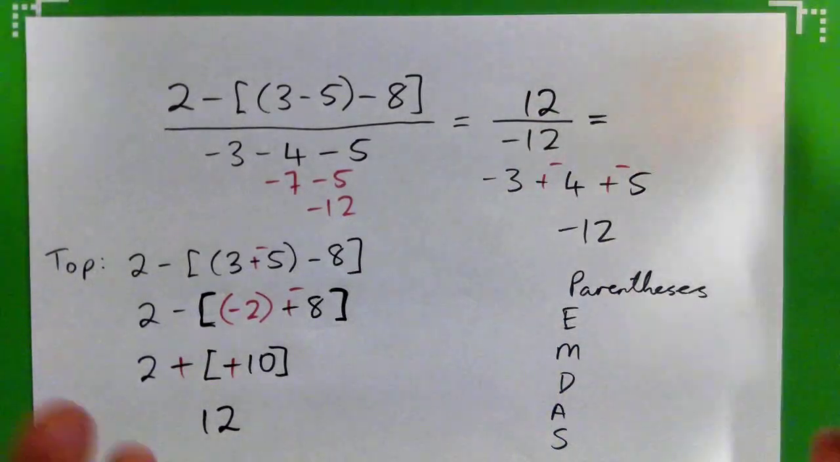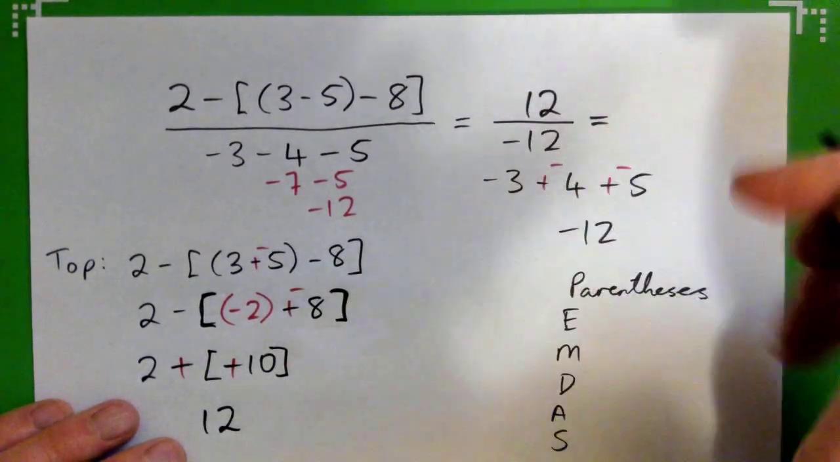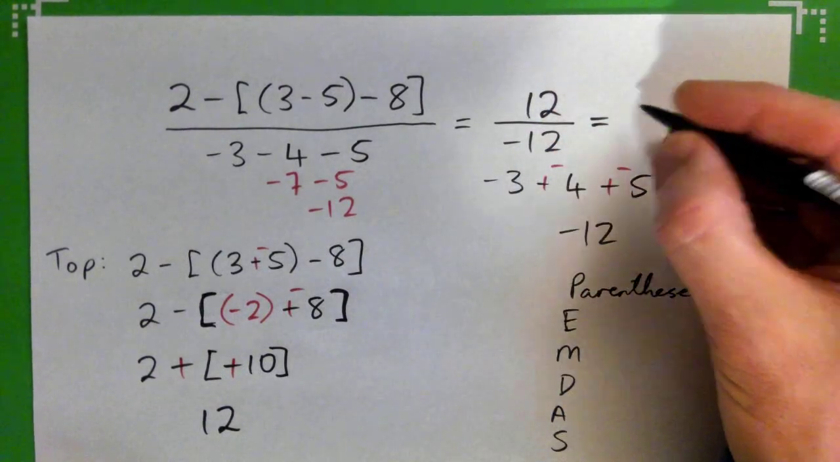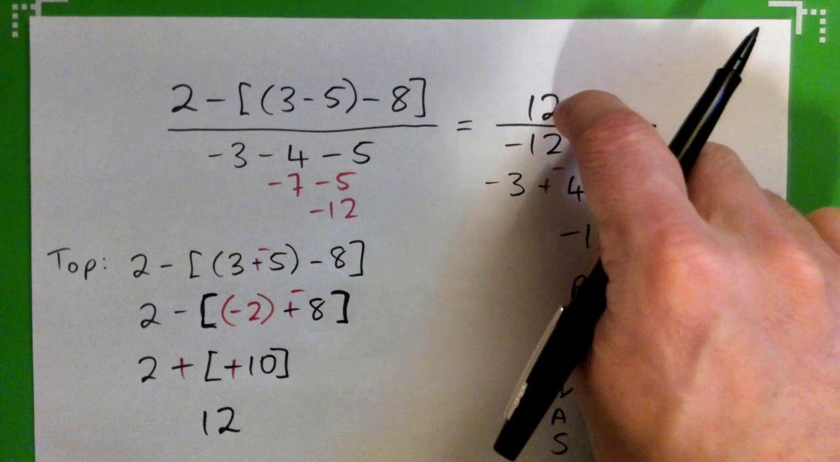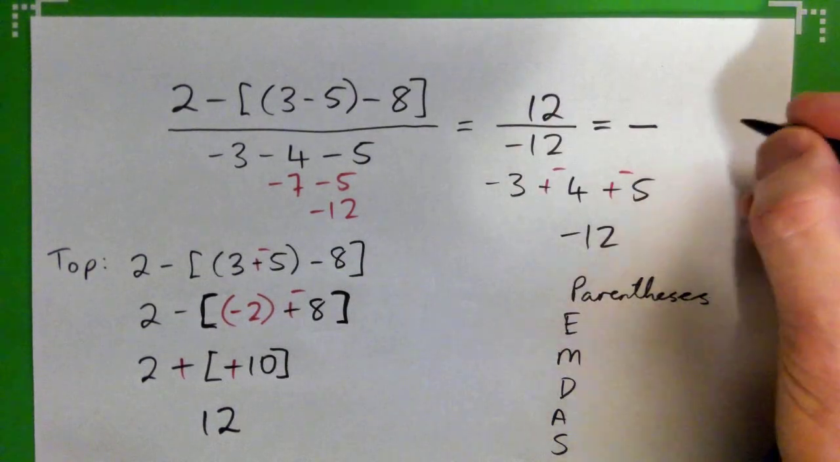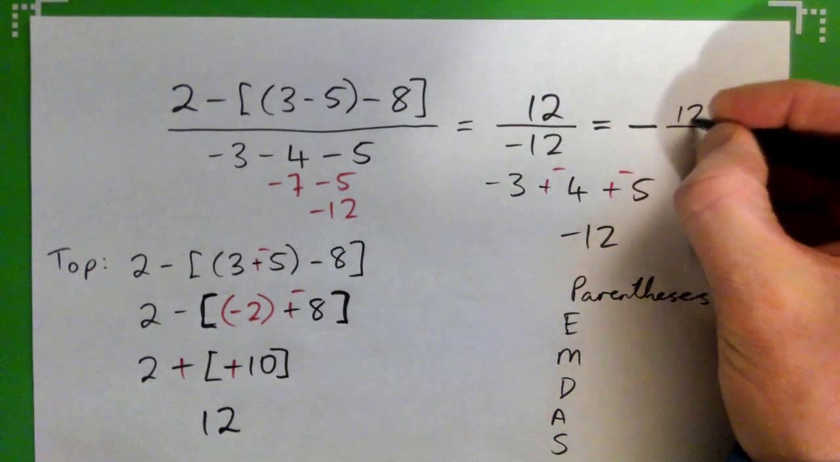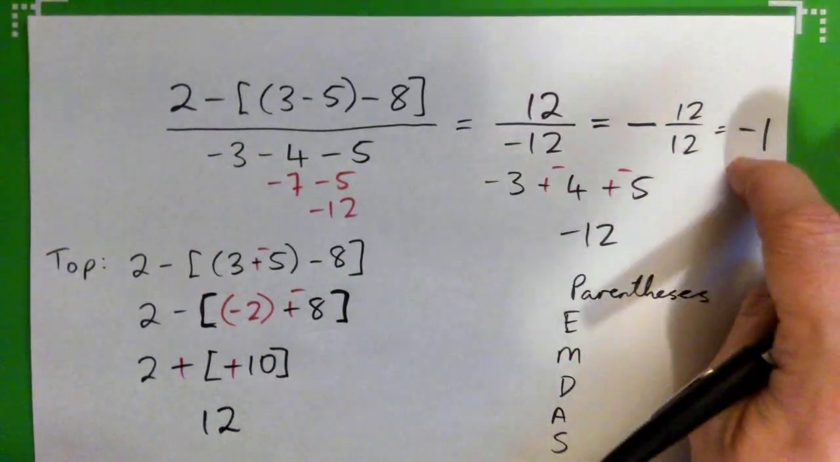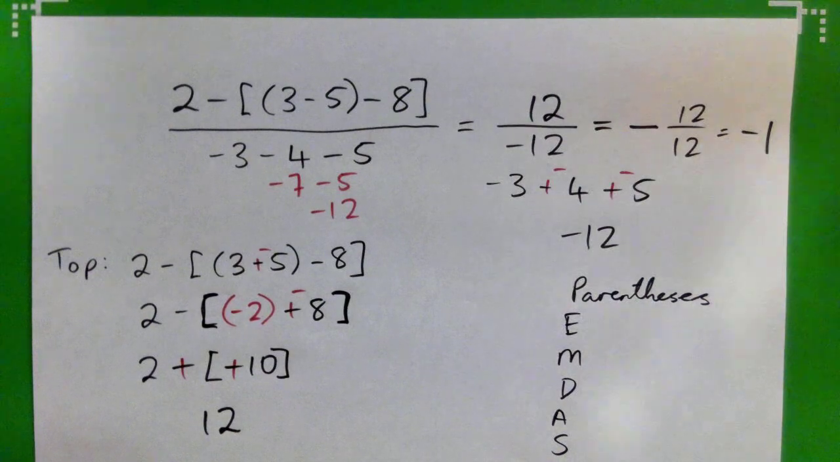So let's take this slowly. It's positive 12 over negative 12. Positive over negative makes negative, and 12 over 12 is 1. If I want to, I can write it like this: negative 12 over 12, or negative 1. But yes, positive over negative is negative. 12 over 12 is 1. So negative 1 is the answer. Good job.